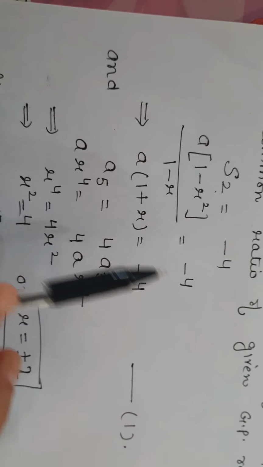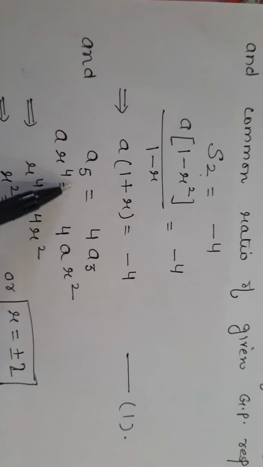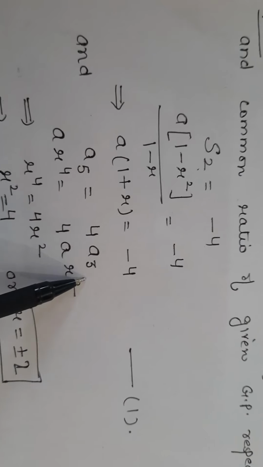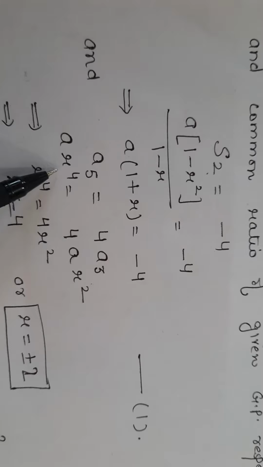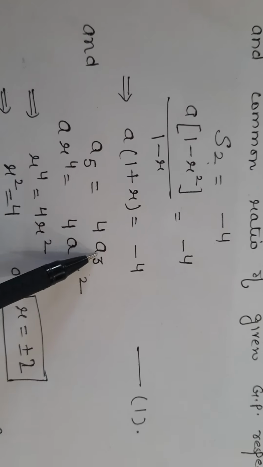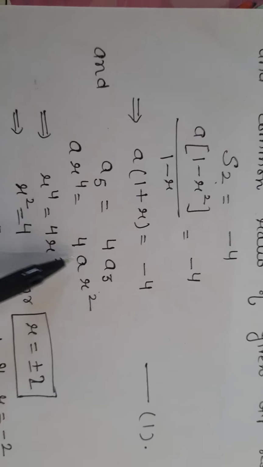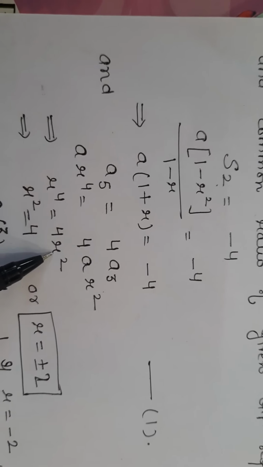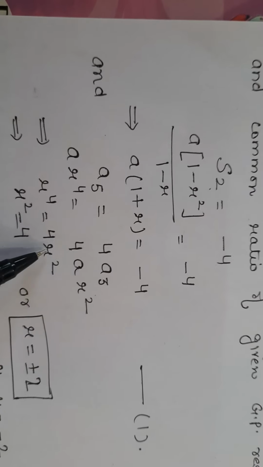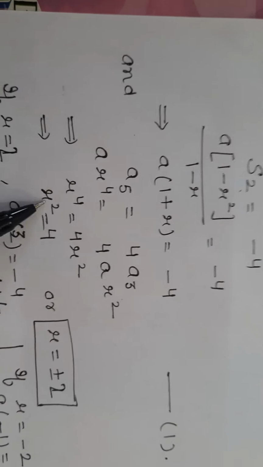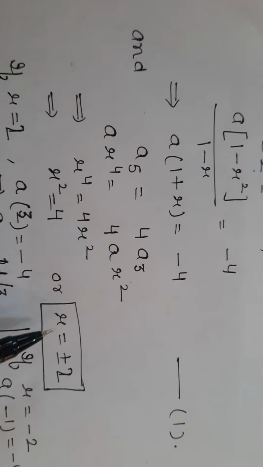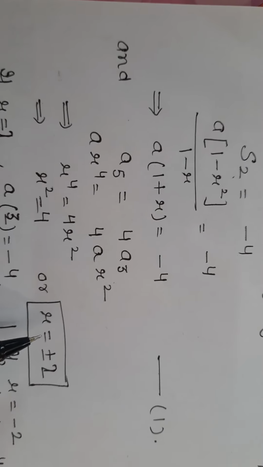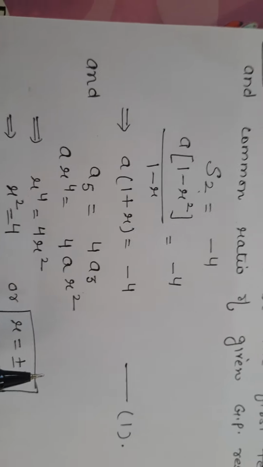Next we are given the fifth term of GP is 4 times the third term. This is A5 and this is A3. Fifth term is A into R raised to the power 4. Third term is A into R square. Here A is cancelled. R raised to the power 4 is equal to 4 times R square. That means R square is 4. On solving it, R is equal to plus minus 2. That means you are going to have two results. If ratios are going to have two values, you are going to have two GPs.